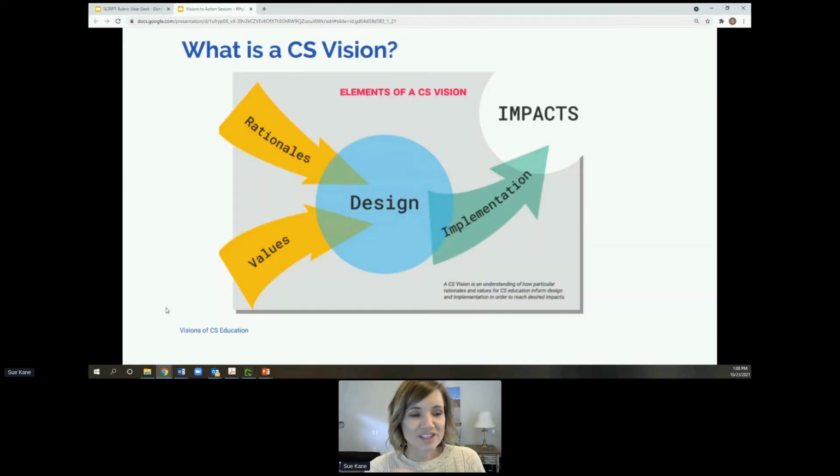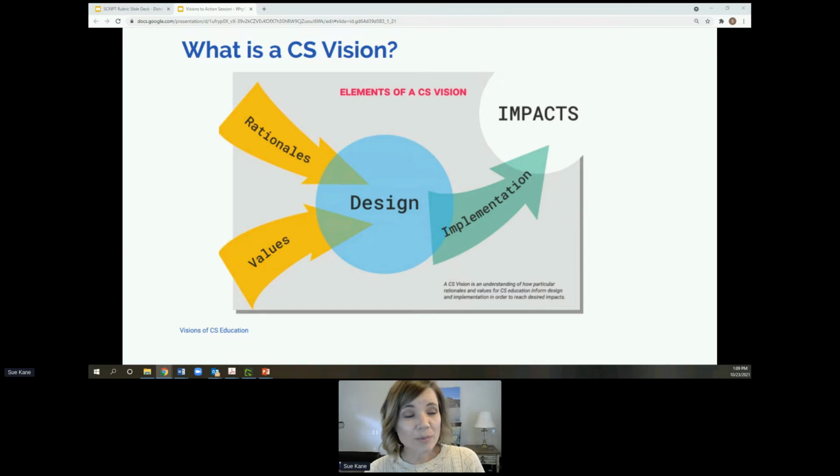So this graphic is just visually reinforcing what I've just said on the previous slide. But basically, when we start with a vision, our vision is going to incorporate those yellow arrows, the rationales and the values that we have for CS education. And that's going to inform the way that we design our implementation. If you believe that CS education is for a specific set of students, your implementation will bring about that vision.